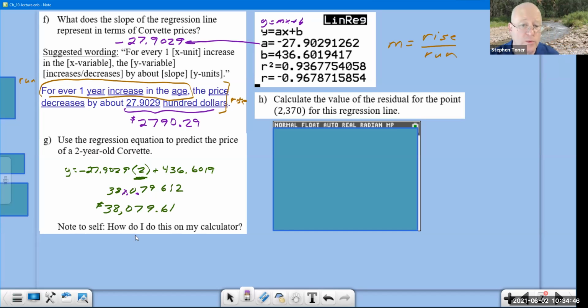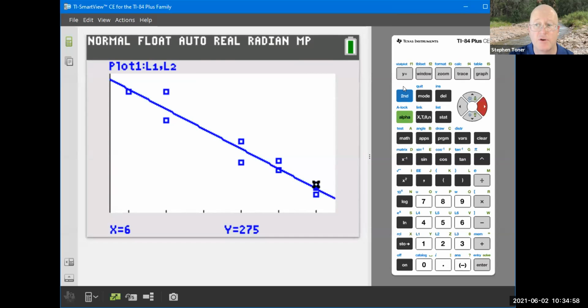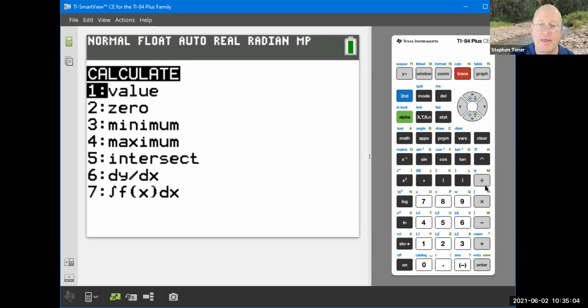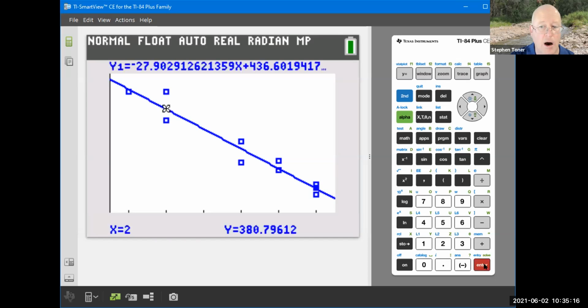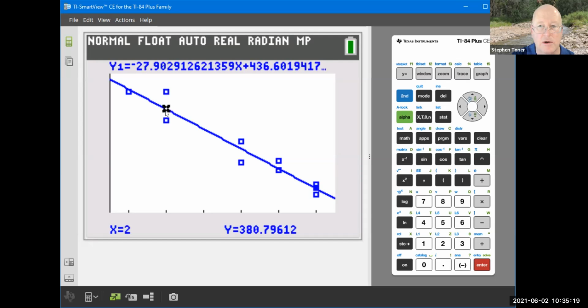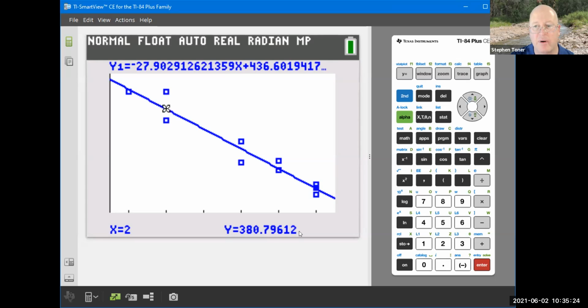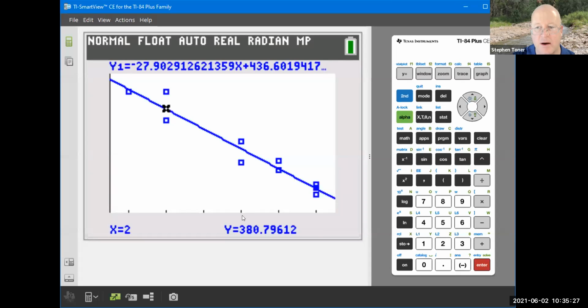Okay, how would we do this on our calculator? Let's go take a look at our calculator right now. I'm going to move over there, and we last left our calculator right here. If you hit second and then calc, which is above trace, and then you choose the word value, now you can enter in 2 for the value there. And when you hit enter, it's going to do 2 things. On our graph, you're going to get a blinking cursor where that would be located on the regression line, as well as down in the bottom right corner, there's that output that we saw a moment ago.